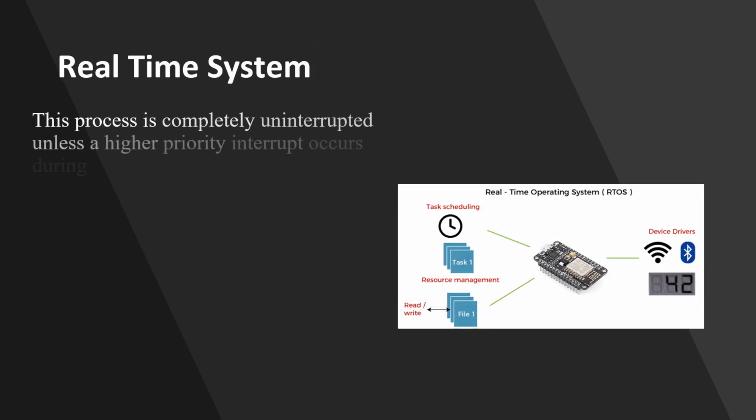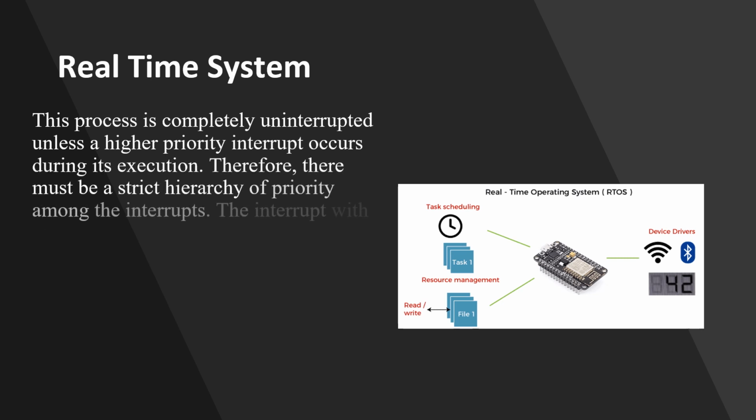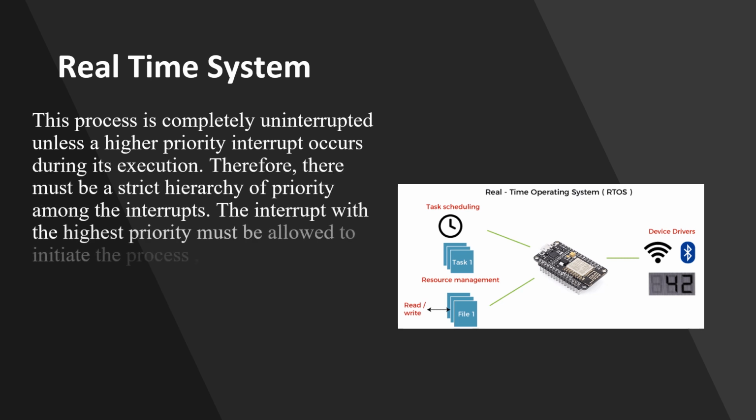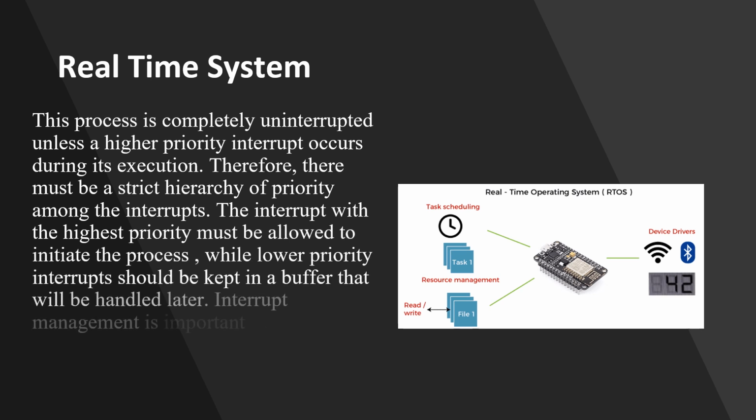This process is completely uninterrupted unless a higher priority interrupt occurs during its execution. Therefore, there must be a strict hierarchy of priority among the interrupts. The interrupt with the higher priority must be allowed to initiate the process, while lower priority interrupts should be kept in a buffer that will be handled later. Interrupt management is important in such an operating system.